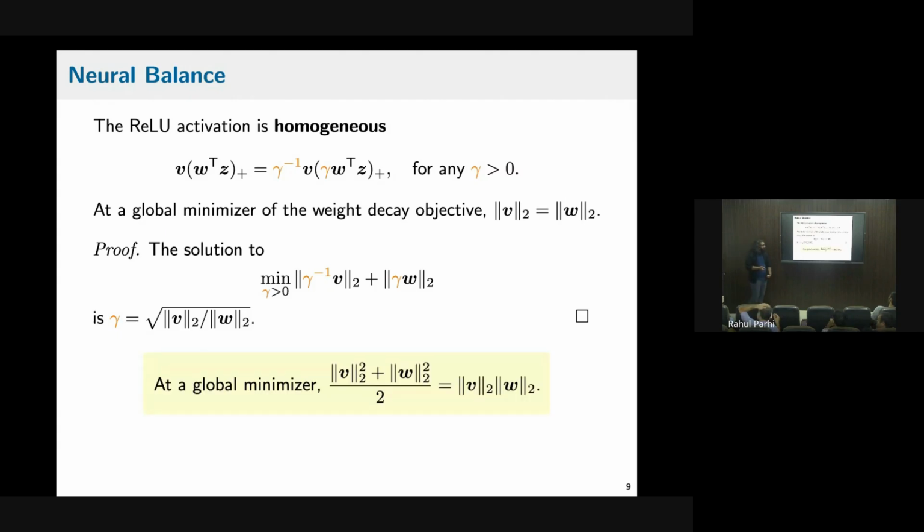Furthermore, this also means that at a global minimizer, if we look at the sum of the squares of the weights, it's going to equal this product form of the weights. So this is like the equality condition in the AM-GM inequality.